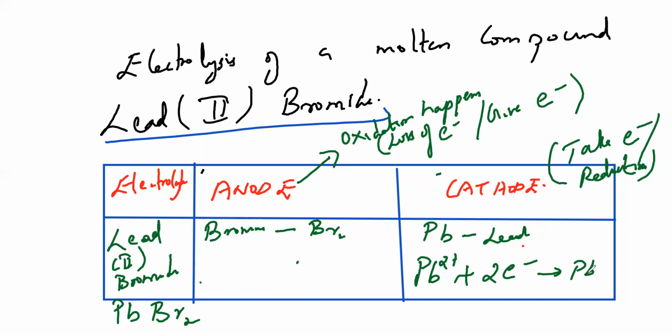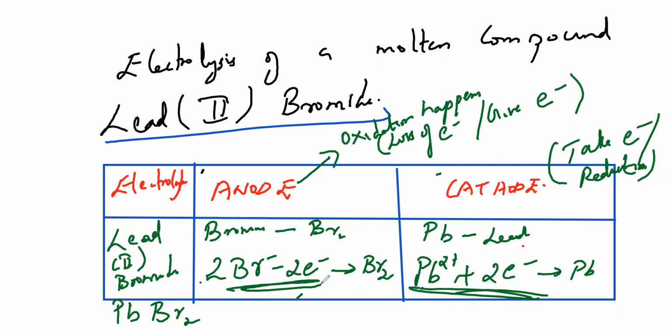So how can I write this equation? At the positive electrode, what happens? Bromide gives these electrons: 2Br minus minus 2e minus will give Br2. In the cathode, it is taking the electron; in the anode, it is giving the electron. That's the reason we are subtracting here. This is the product at the positive electrode. That's it.